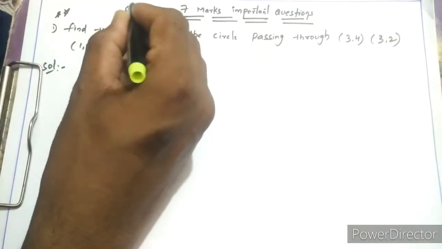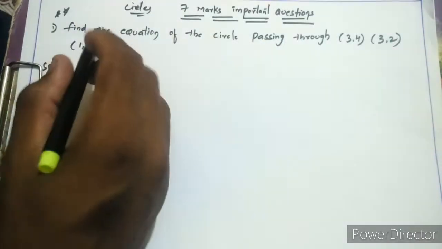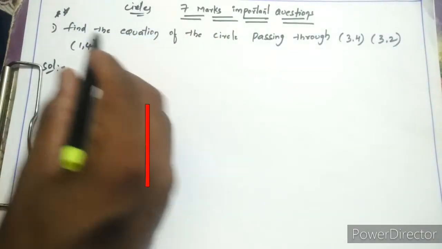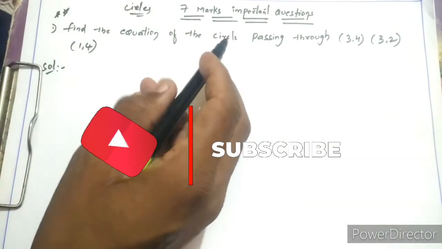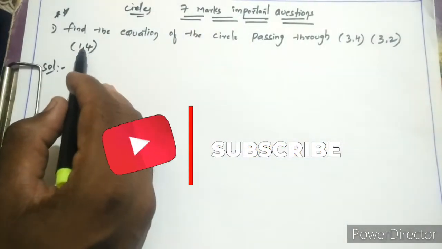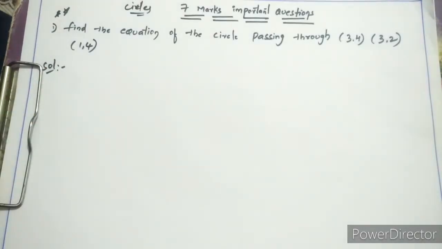So in the circles, the 7 marks important question. So this is the first question of the 7 marks circles chapter. So what's the question? Find the equation of the circle passing through the 3 points. So these are the 3 points through which the circle passes. So we have to find out that circle equation.